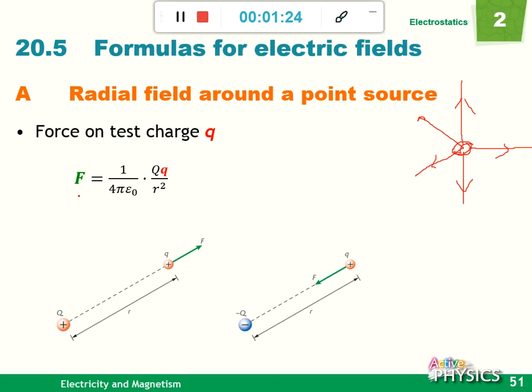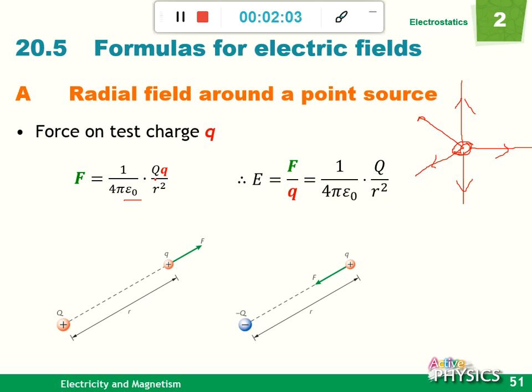Based on Coulomb's formula, we have this: the product of the charges, and it also depends on the separation between them. We have the permittivity. This formula tells us that the force acting on the test charge depends on capital Q, the charge producing the field, and also lowercase q, the test charge. Based on the definition of electric field strength, it should be the force per unit charge. This unit charge should be the quantity of the test charge.